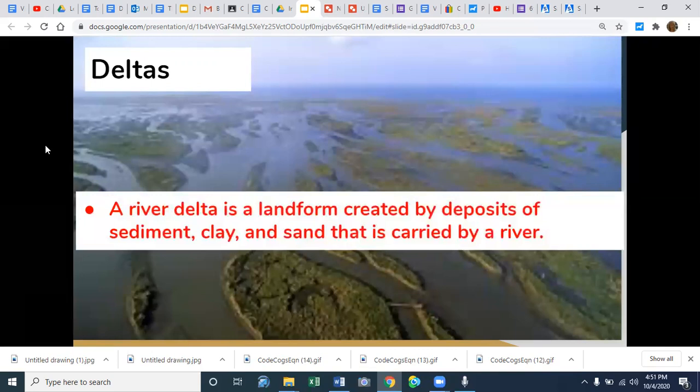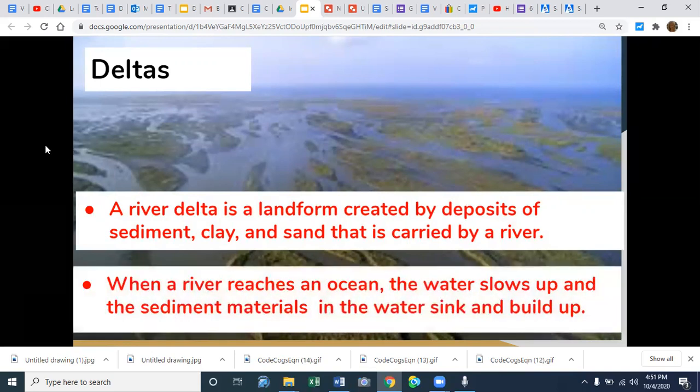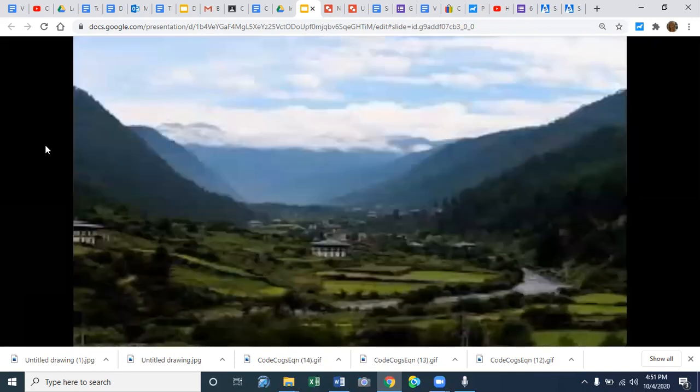So a river delta is a landform created by deposits of sediment, clay, and sand that is carried by a river. When a river reaches an ocean, the water slows up and the sediment materials in the water sink and they build up, creating that little land area there. All kinds of little parts that are building up in that picture.